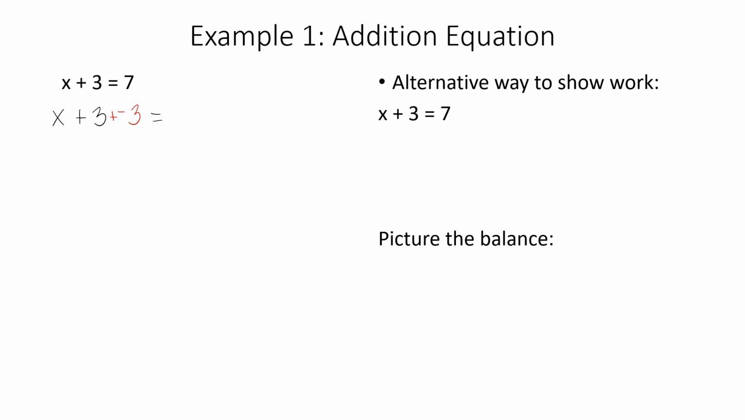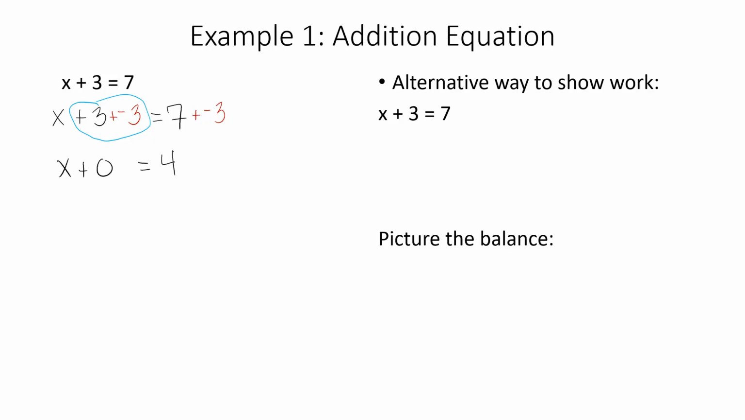And if I added a negative 3 to the left side, I must also add a negative 3 to the right side. And that keeps the equation balanced. Here's where those properties come into play. Any number plus its opposite is equal to 0. So 3 plus negative 3 is 0. On the right-hand side, 7 plus negative 3 is 4.